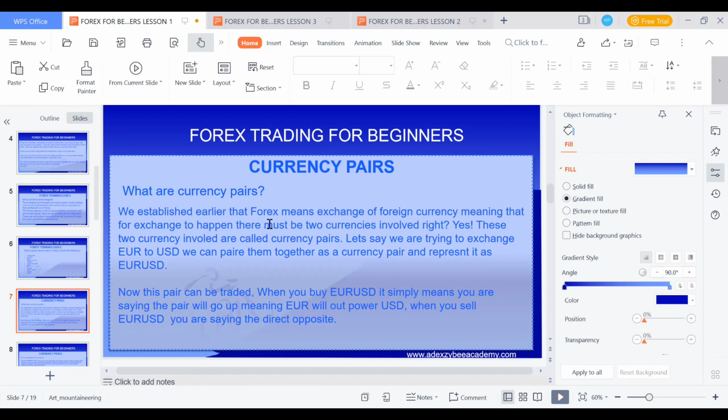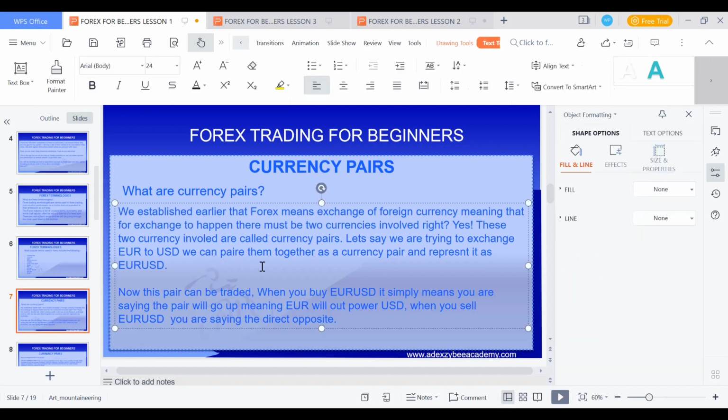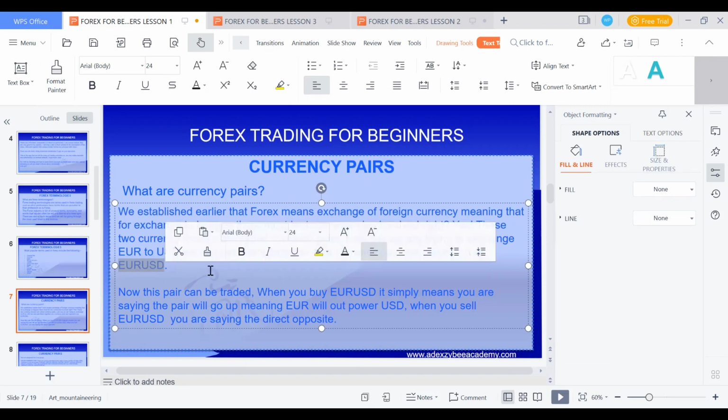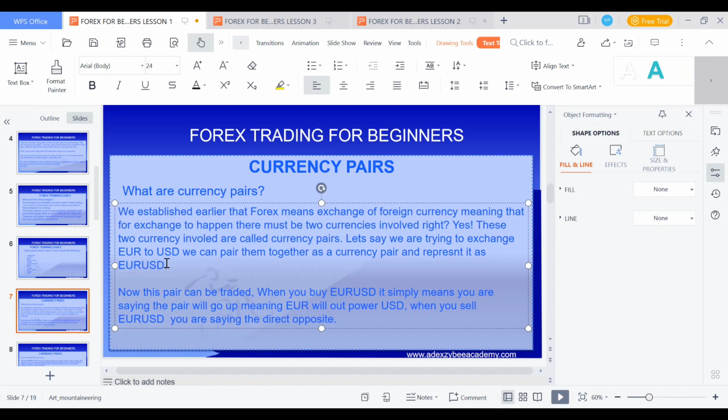Okay, so you are changing dollar to euro, you are changing Canadian dollar to Australian dollar, you are changing Nigerian naira to Ghana cedis, whatever. These two currencies you are exchanging form a currency pair. Okay, let's say we are trading to exchange euro to USD, we can pair them together as a currency pair and represent it with this acronym, EURUSD, to show that we are trading euro and USD. Maybe I'm having euro, I want to change it to USD, or I'm having USD, I want to change to euro. But this is the pair we are trading. Okay.